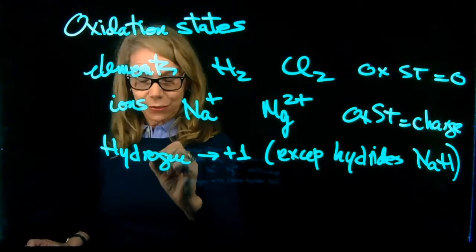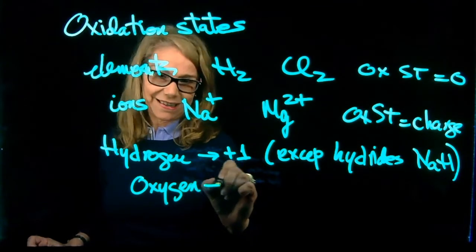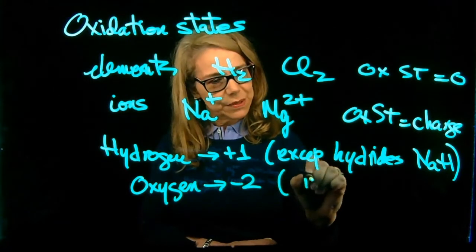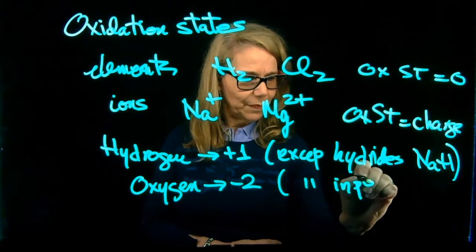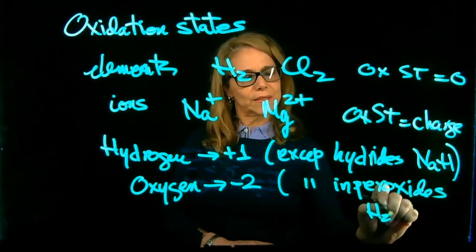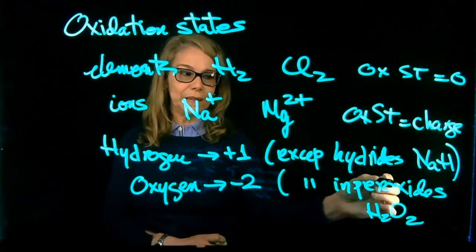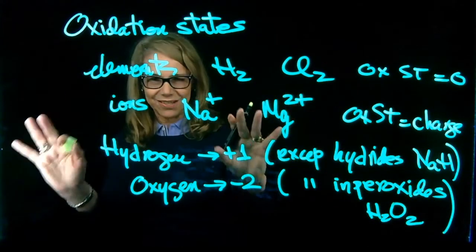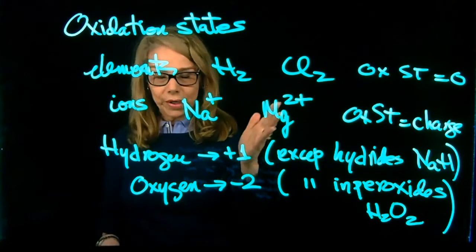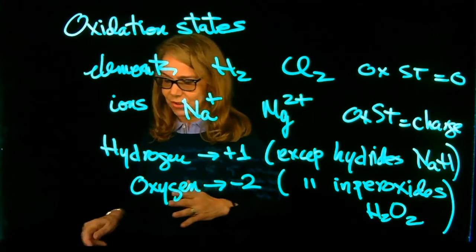The other element that we need to remember is oxygen. Oxygen, in general, is -2 oxidation state, except in peroxides. For example, this is hydrogen peroxide, and here the oxidation state is going to be -1. But other than that, these are the rules that we in general handle. So let's work a few examples, and from reviewing this, we're going to go into carbon oxidation states.